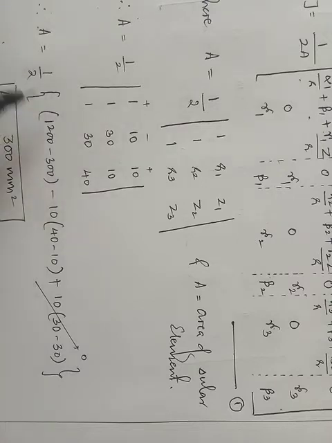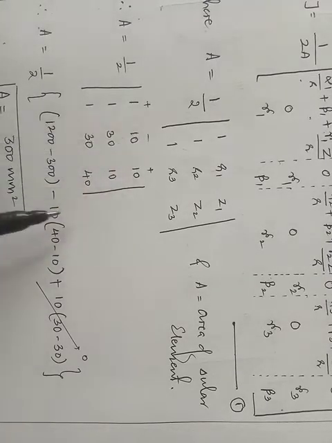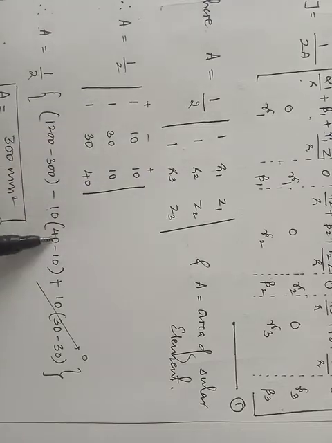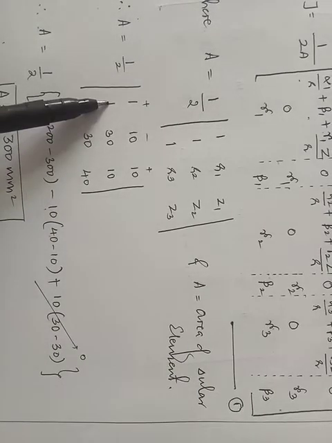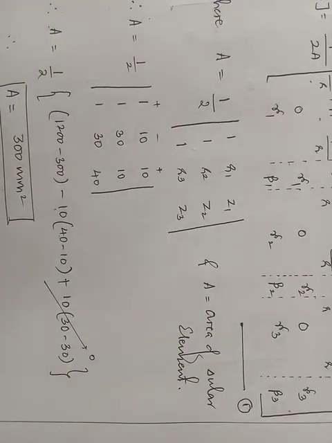Then you take 1 by 2, plus 1 will be here, 30 into 40 is 1200, minus 30 into 10 is 300, minus 10. So you are leaving the second column now. So it is 40 into 1 is 40, minus 10 into 1 is 10, plus 10, put a bracket, 30 into 1 is 30, minus 30 into 1 is 30. So this entire term becomes 0. If you resolve this, A comes out to be 300 mm square.